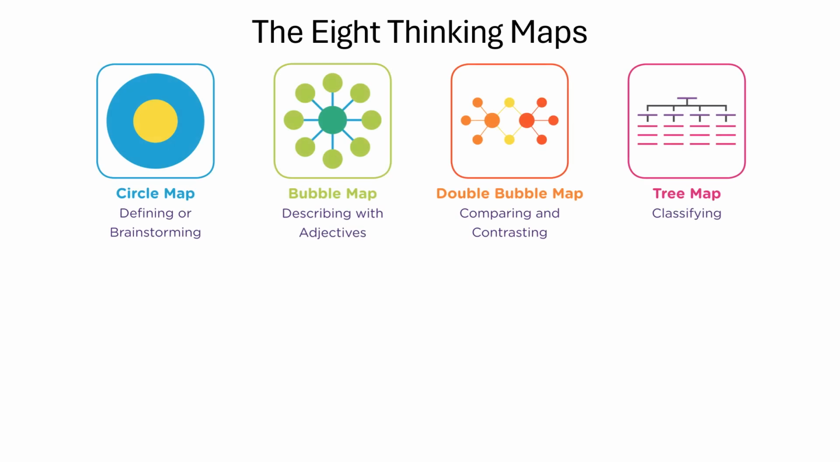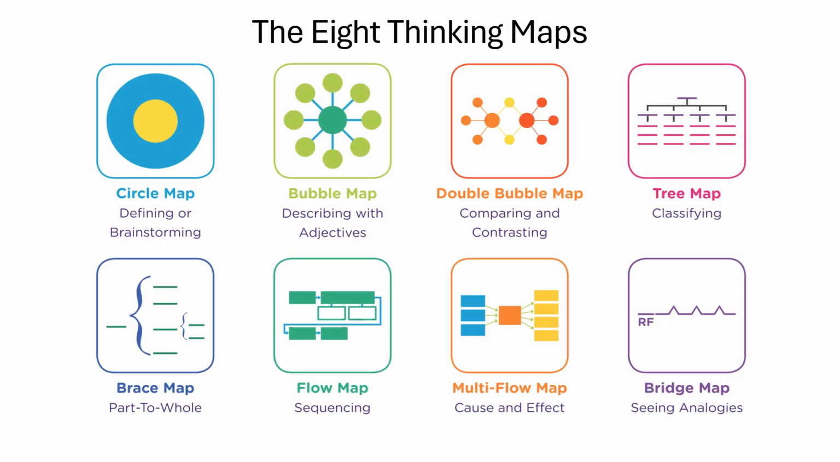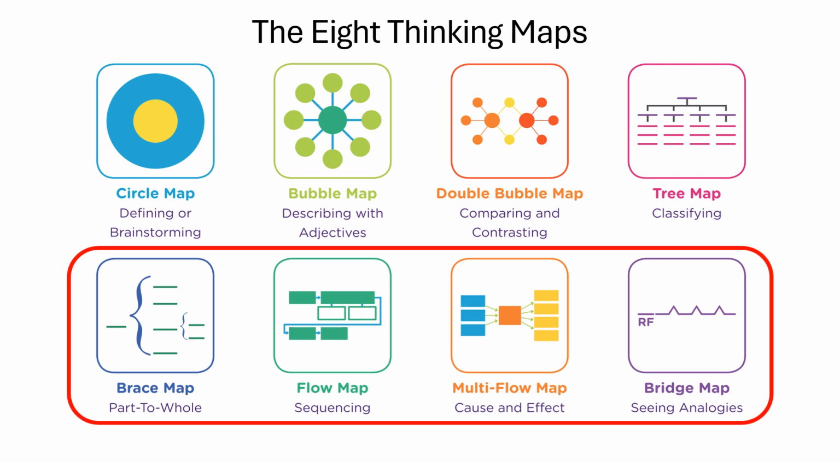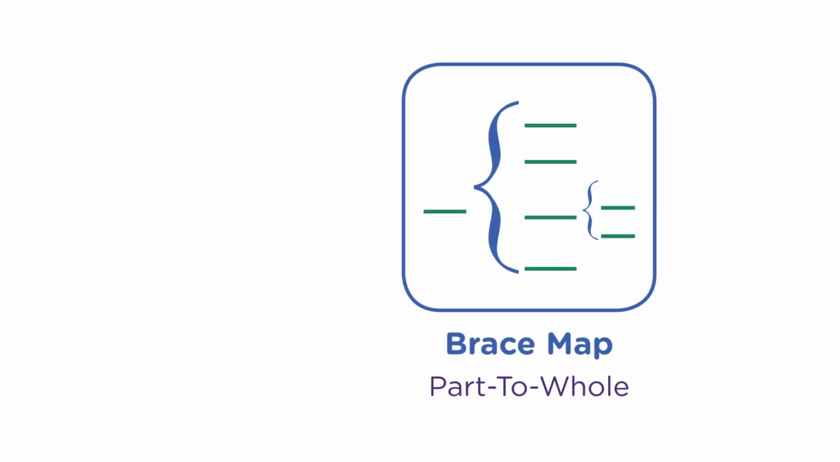This week, we will be looking at the second set of 4 maps: the brace map, the flow map, the multi-flow map, and bridge map. We're going to start by looking at the brace map today, which focuses on parts to whole, using those kind of parentheses that you can see in the diagram. On the left, you would have your overarching theme, and then on the right, with the kind of sub-points, would be the parts that make the overarching theme.